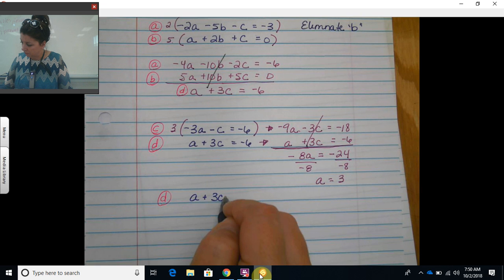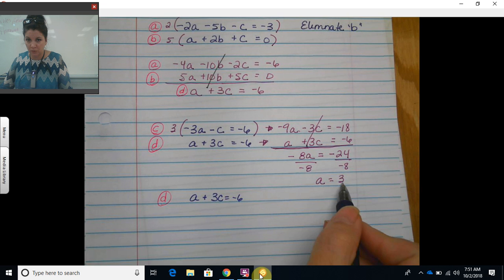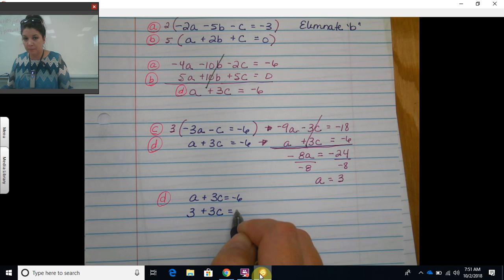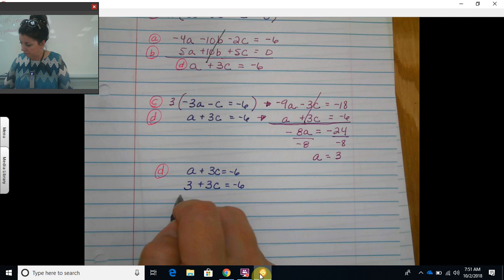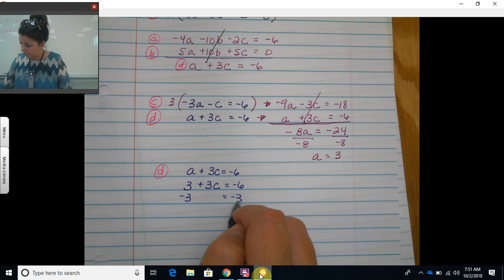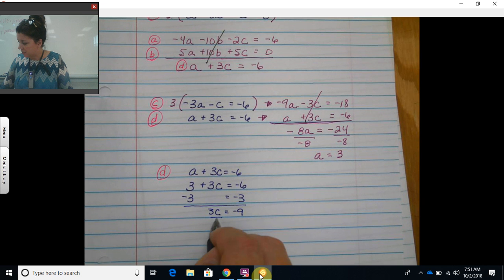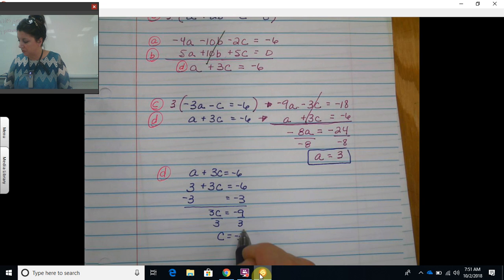And I know that A is equal to 3, so instead of A, I'll put a 3. Now my only variable is C, so I'll solve for that. So 3C equals negative 9. Divide each term by 3. C equals negative 3.